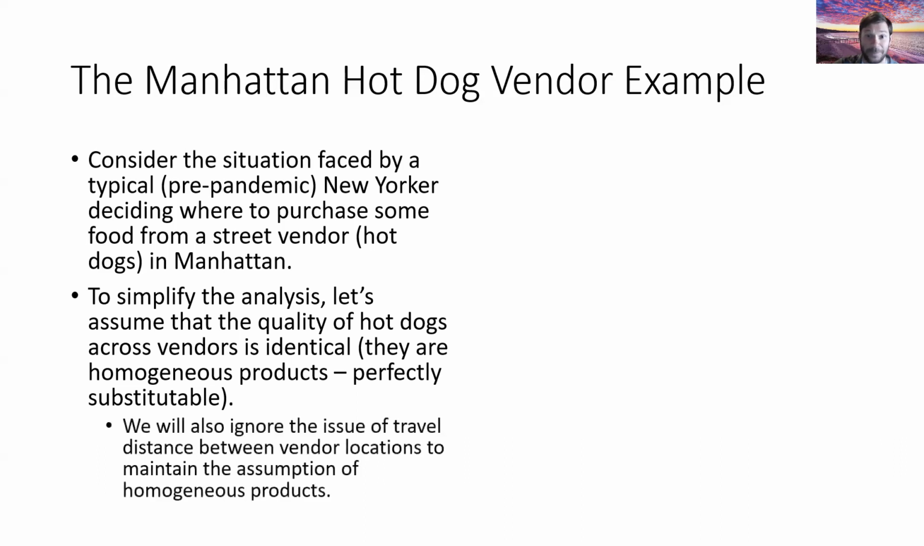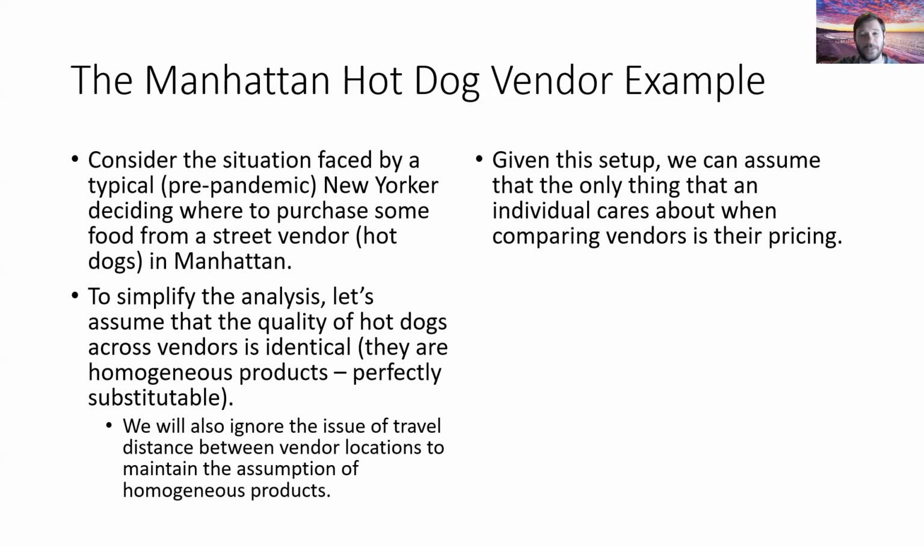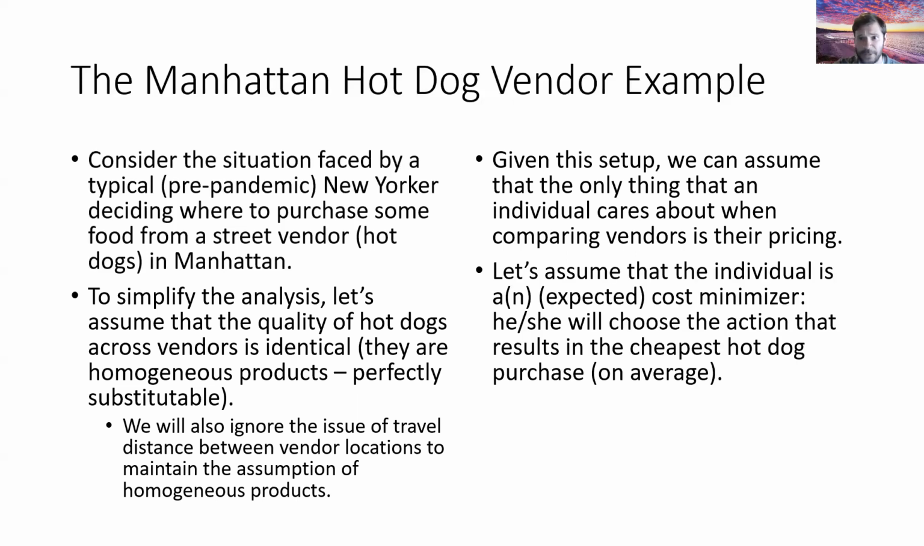a realistic component of spatial features, right? How far does it take to go to one vendor versus another? We're just going to assume that the vendors are equidistant from where we're coming from. So given that setup, the only thing an individual would care about when deciding to go to one vendor location versus another vendor location is where they can get the cheaper hot dog from. So we're going to assume that the individual is an expected cost minimizer. They're going to choose the action that results in the cheapest hot dog purchase on average.